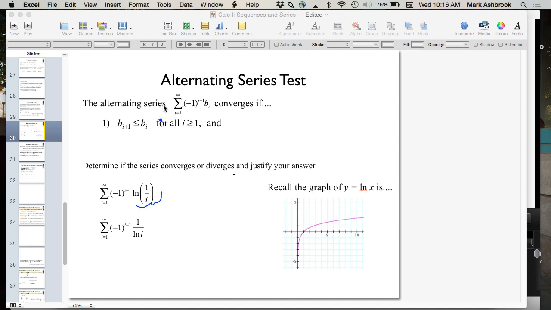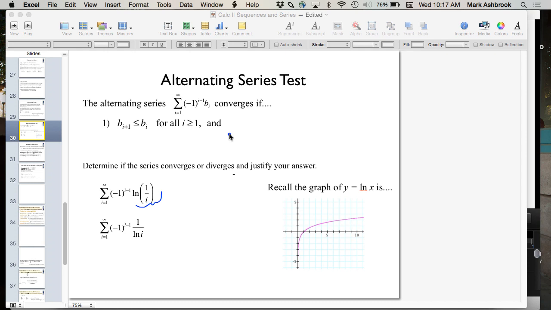All right. So you're applying this alternating series test. If a series doesn't meet the requirements of the alternating series test, does that mean that it diverges? If it does meet the requirements, we know it converges. But if it doesn't meet the requirements, can we conclude that it diverges?